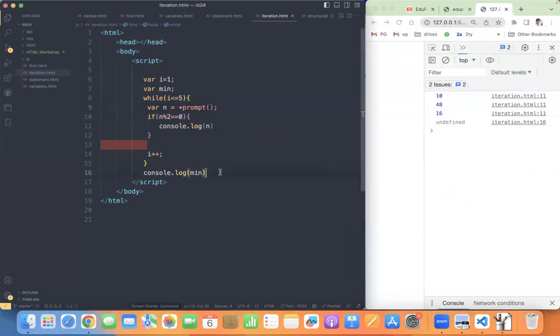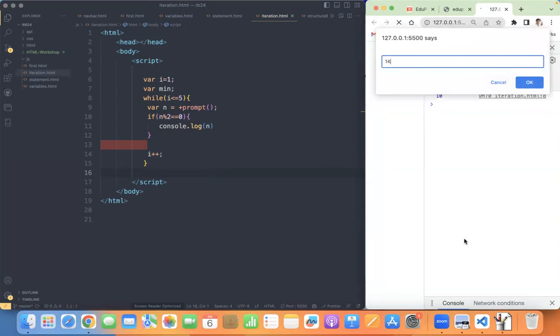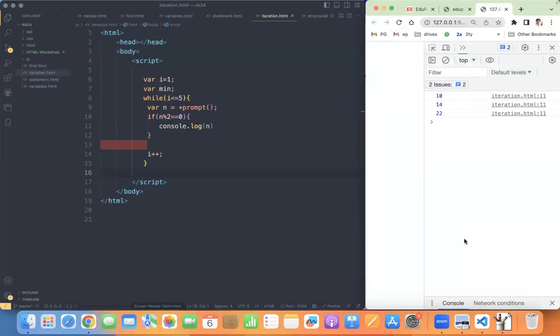Okay, why undefined? Because of min, which is not what we are doing here. Okay: 10, 23, 14, 11, 22. Only even numbers got printed.